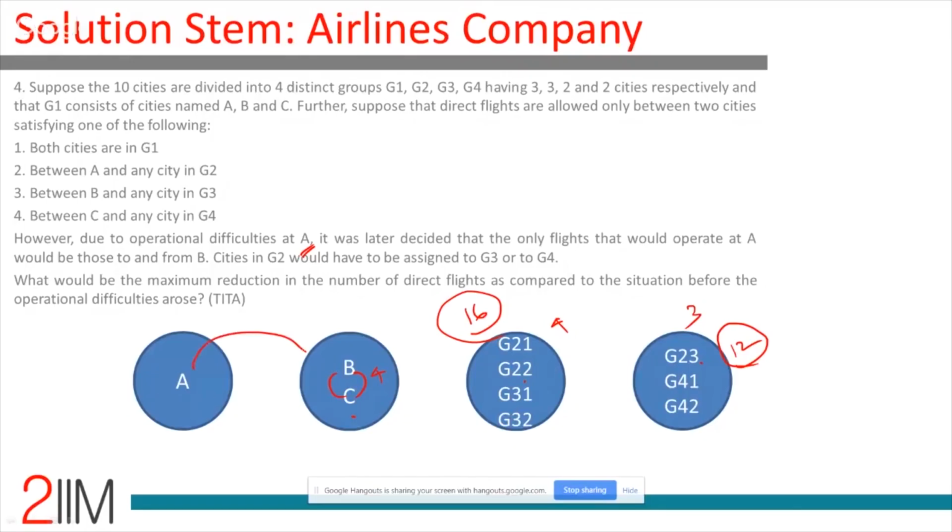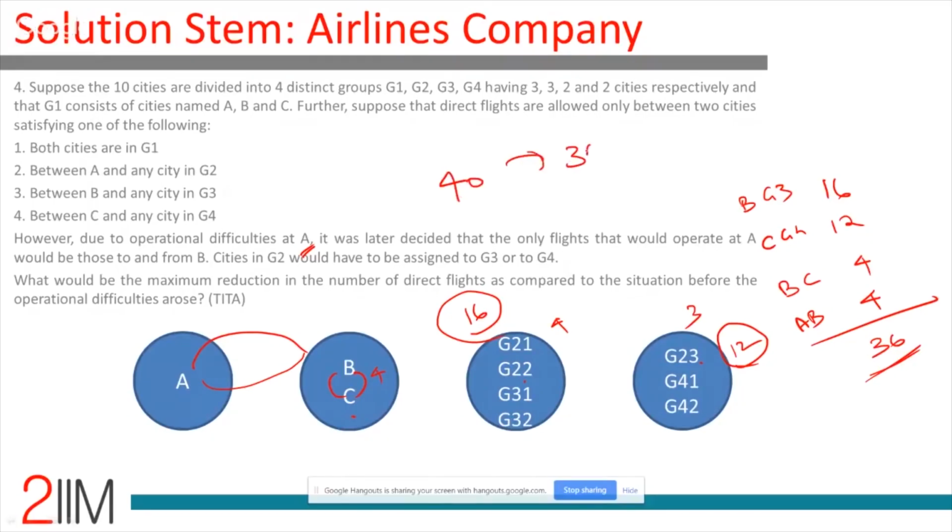A to B, again, we need to have all 4 flights. All 4 need to operate. Otherwise, we are in trouble. Right? So 16 plus 12 plus 4 plus 4 we need to have. This is B to G3, C to G4, BC, AB. All linkages. When you connect 2 cities, we put all 4. To and from morning, to and from evening. So this takes us to 32, 36. These have to be there. From 40, we are down to 36.